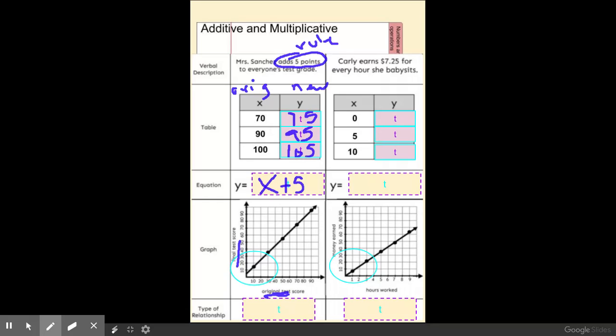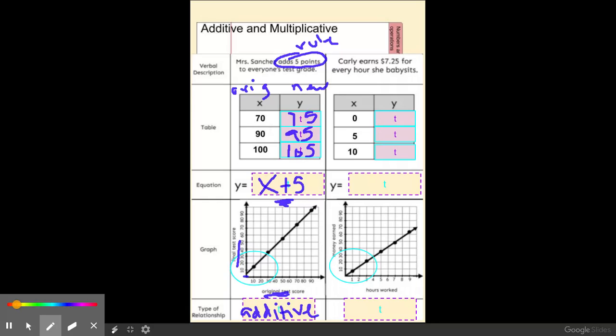If you notice down here, if you scored a 0 on your test, you would really get a 5. So it does not go through the origin, which tells us that, between that and this addition sign right here, this relationship type is additive.